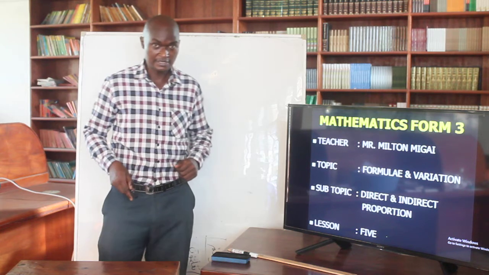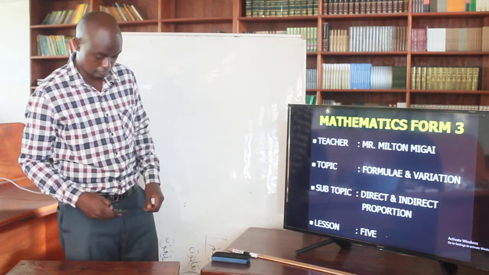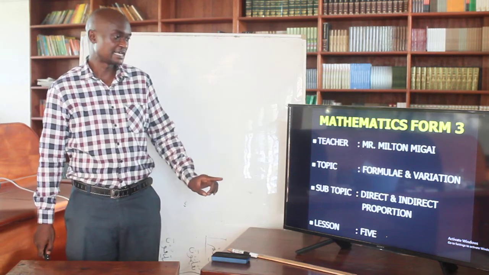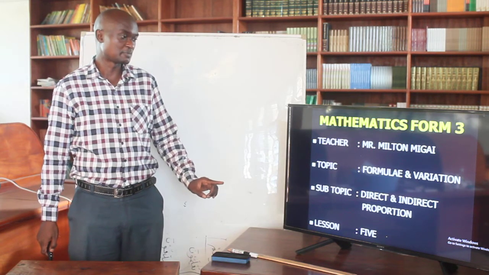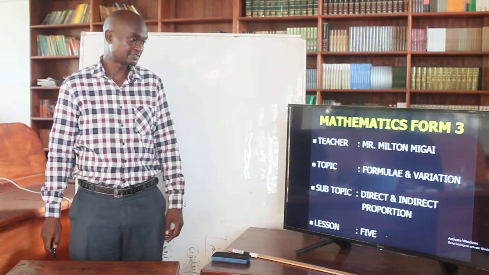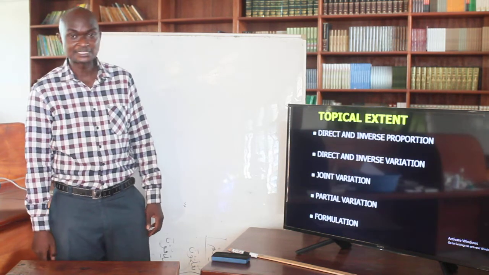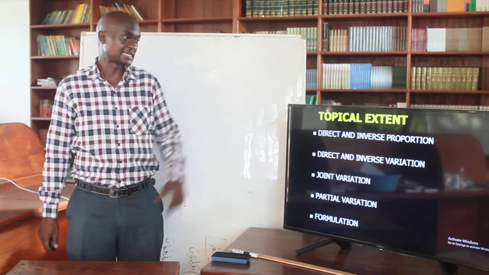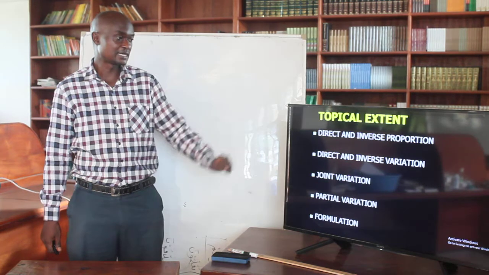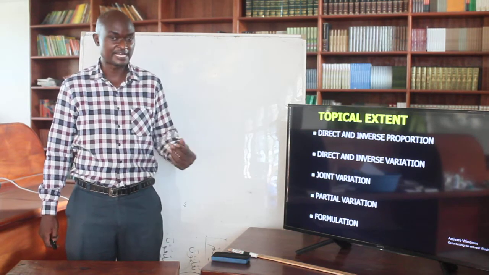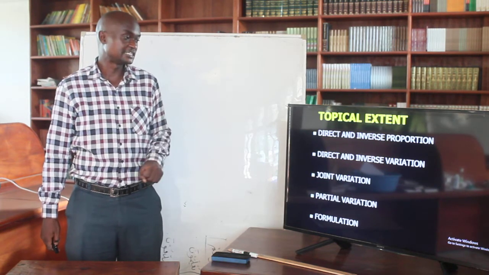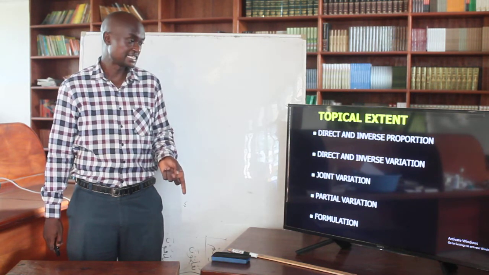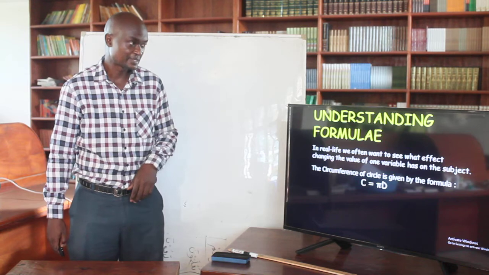In our next lesson, we are going to look at the first part about direct and indirect proportion. So let's be attentive about that. We'll talk about direct proportion. This is what we'll be looking at in the entire topic: direct and inverse proportion. We'll look at direct and inverse variation. We'll look at joint variation, partial variation, and then eventually the formulation bit.